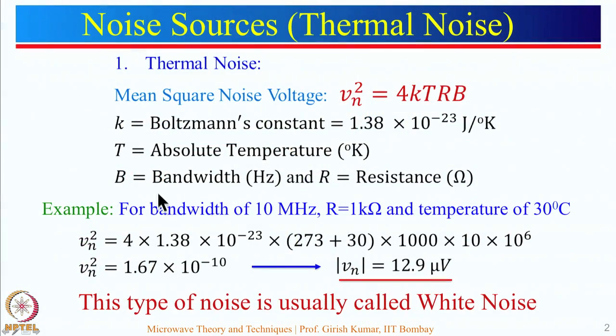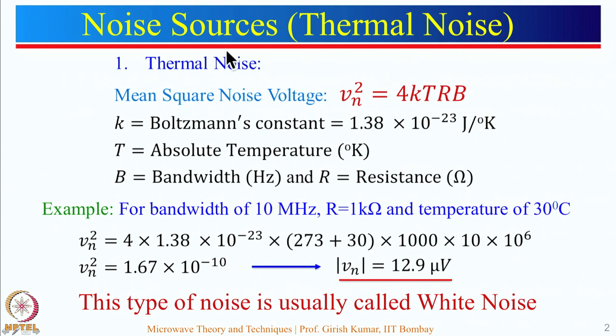So, for a bandwidth of 10 megahertz, a resistance equal to 1 kilo ohm, and room temperature of let us say 30 degree centigrade, what will be Vn square? Let us look at this expression. So, 4 into k, 1.38 into 10 to the power minus 23, into T in Kelvin, that is 273 plus 30, multiplied by the resistor, which is 1000, multiplied by the bandwidth, which is 10 into 10 to the power 6. You do the calculation. So, the noise voltage comes out to be 12.9 microvolt.